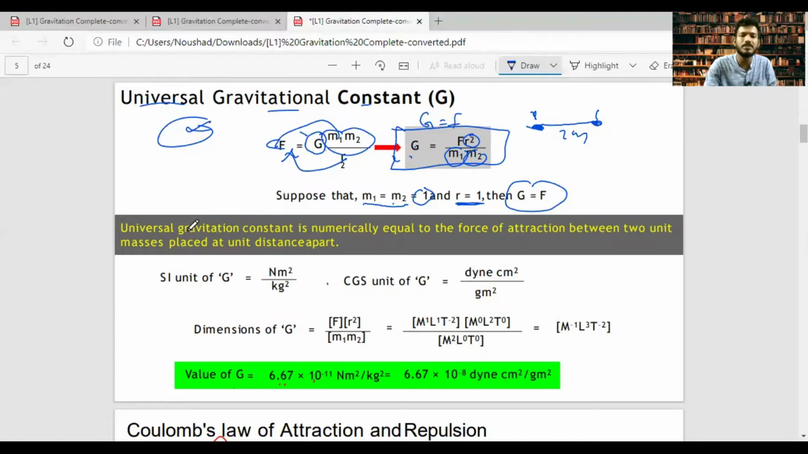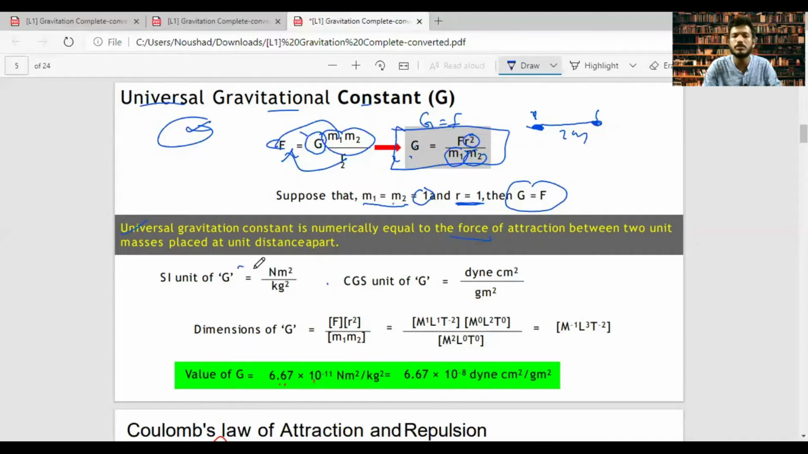So what is the definition of the universal gravitational constant? It is numerically equal to the force of attraction between bodies having unit mass and placed at unit distance. Yes, the distance must be 1 meter and the bodies must have unit mass. Then the universal gravitational constant is a force.